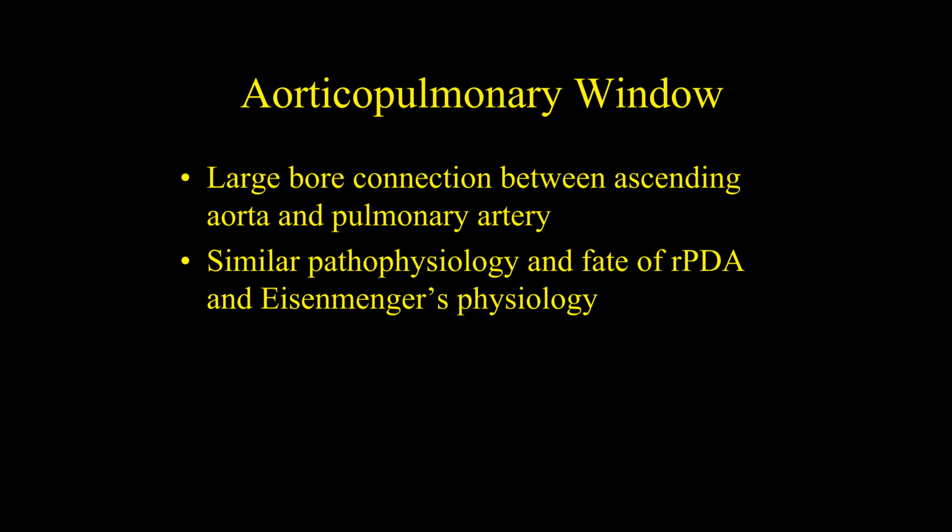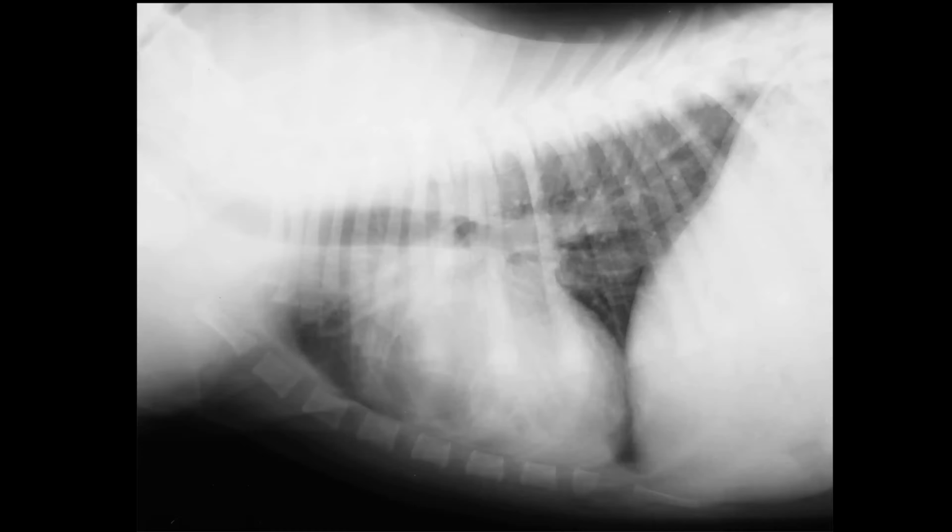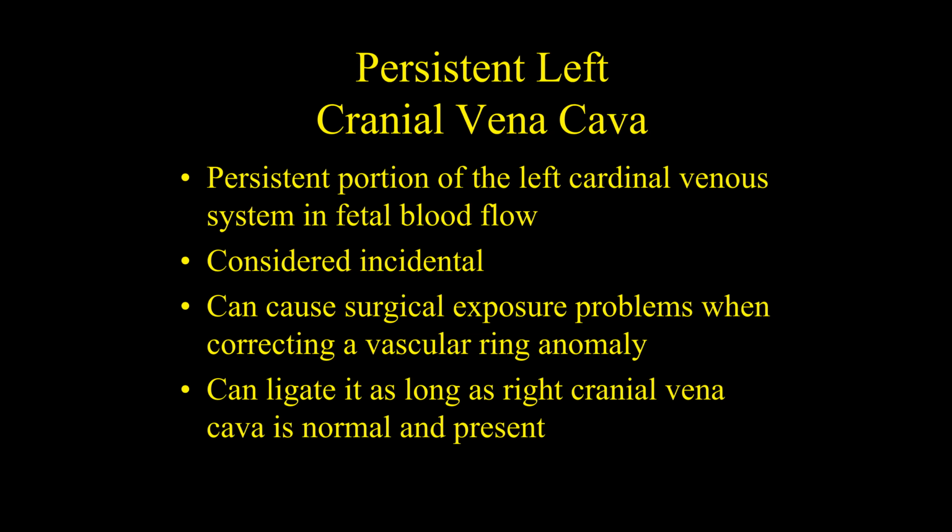An aorticopulmonary window is a large bore communication between the ascending aorta and the pulmonary artery. So it's kind of like a PDA, except it's bigger in diameter. And instead of connecting the descending aorta and the pulmonary artery, it connects the ascending aorta and the pulmonary artery. Again, very poor prognosis. There's an example of a cartoon of what that would look like. There's a dog that has one. His heart looks real messed up.